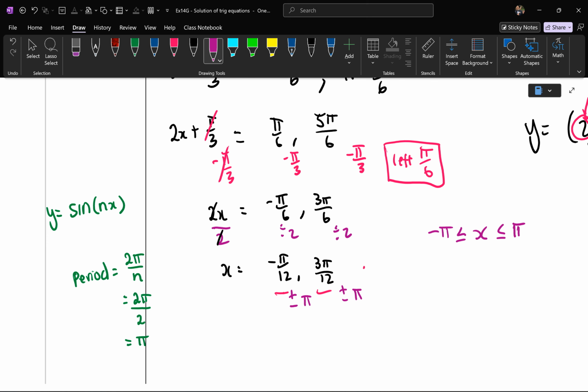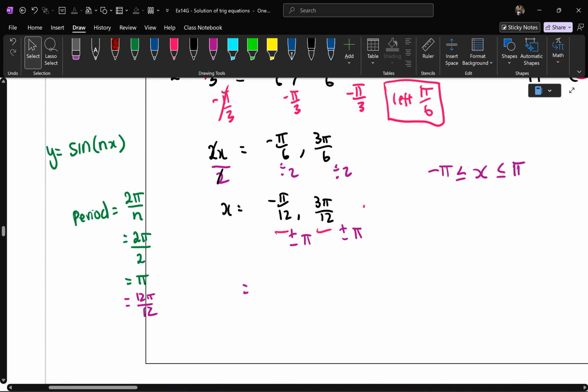Now this part here is why students get confused, because you have to add fractions here. Because it's out of 12, how do you write plus pi? Plus pi is the same thing as saying plus 12 pi out of 12. So let's work it out.